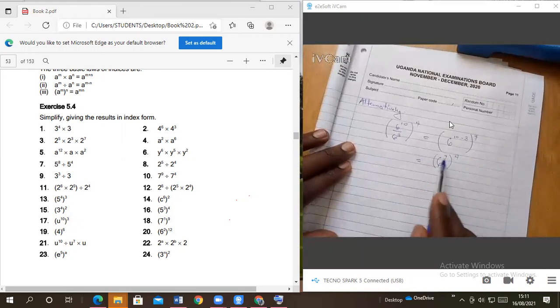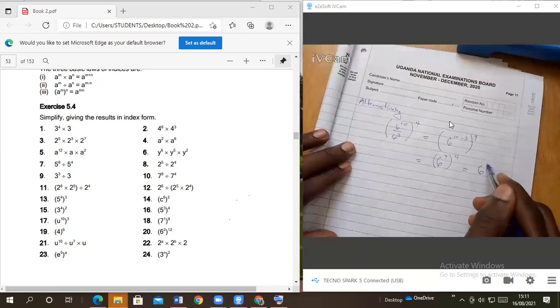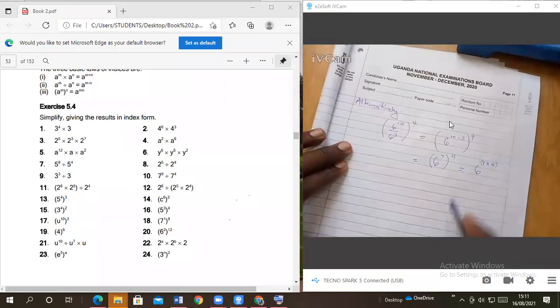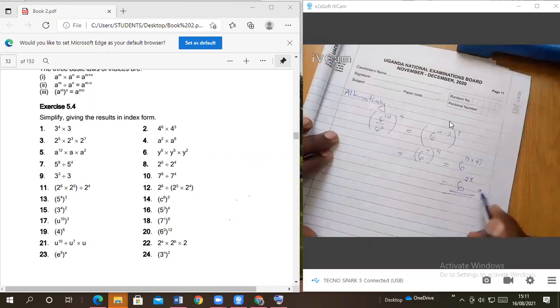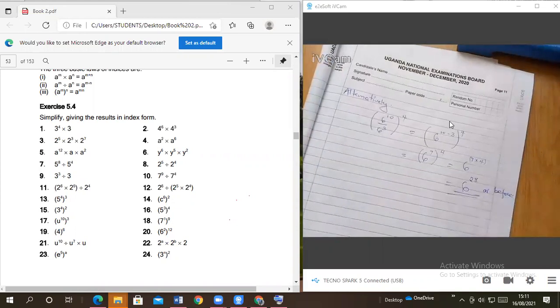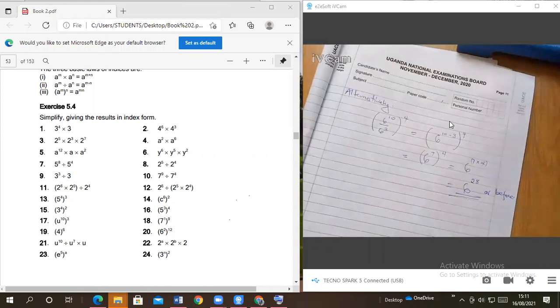What do you do with the power? We multiply the power. So it will give us 6 to the power 7 times 4. But 7 times 4, we know that is 28. You see that it gives us the same answer, 28. Are you together?